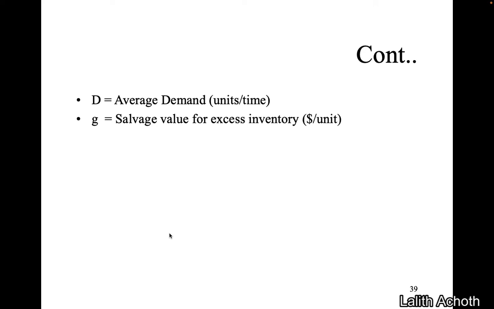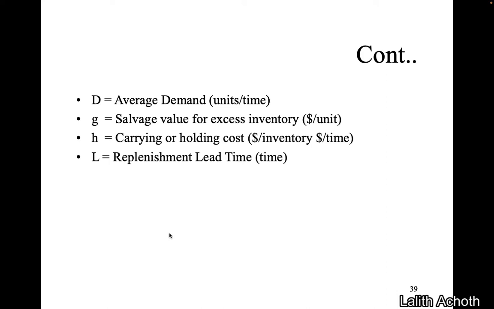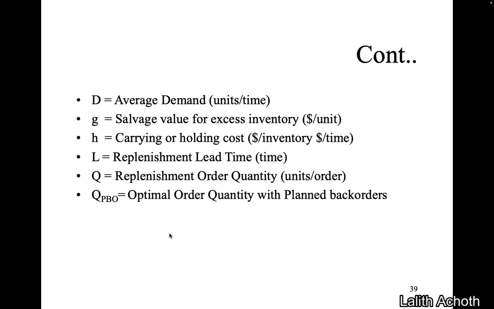G is the salvage value. Now we have introduced a new term, salvage value. So sometimes when your product is not sold, you cannot sell it at the market price. You have to sell it at a discounted price, and that price is called the salvage price for excess inventory. H is the holding cost, just like in an EOQ. L is the lead time, replenishment time, or it's called the lead time. Q is the replenished quantity. So that is what we are really trying to drive at.